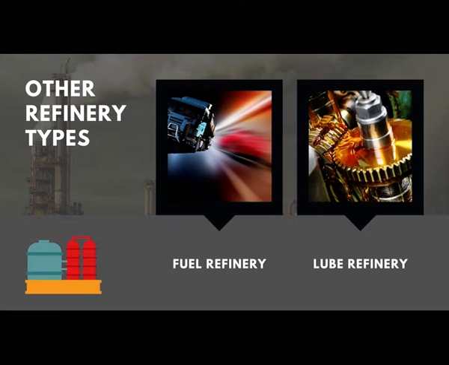So, the other types of refineries are fuel based refineries or lube based refineries. That means, in a fuel based refinery, all the products will be fuel or petrochemical feedstocks. Whereas in a lubricating refinery, you will be able to produce lubricant oils, which again involves complex processes and also requires a certain type of crude to be processed.